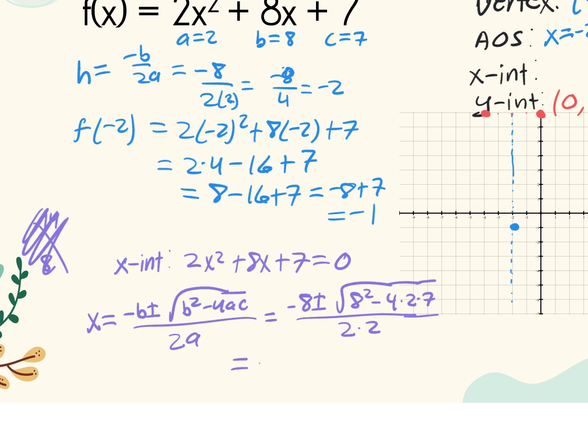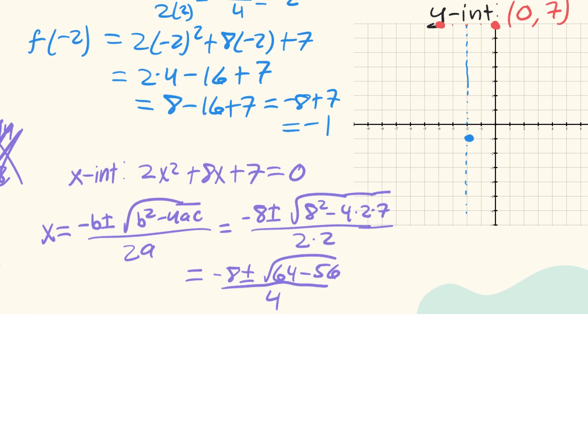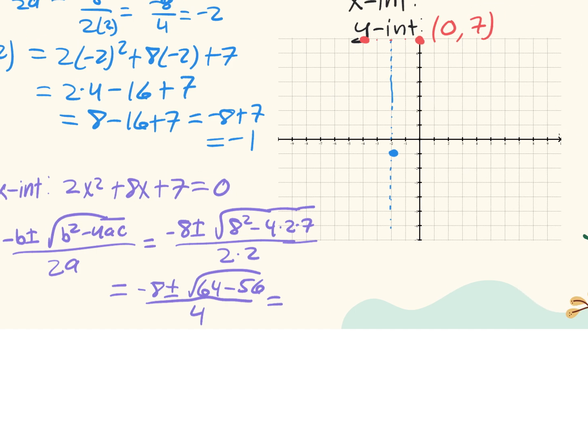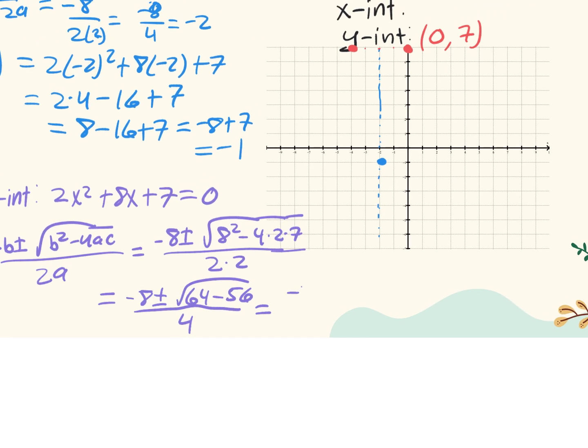Right, so this is going to get you negative 8 plus or minus the square root of 64 minus 4 times 2 is 8. 8 times 7 is 56. Right, and then divided by 4. Right, and then 64 minus 56 is going to get you 8. So we get negative 8 plus or minus the square root of 8 over 4.